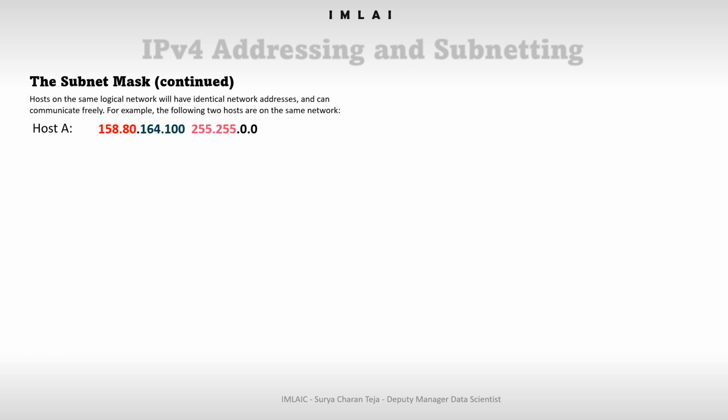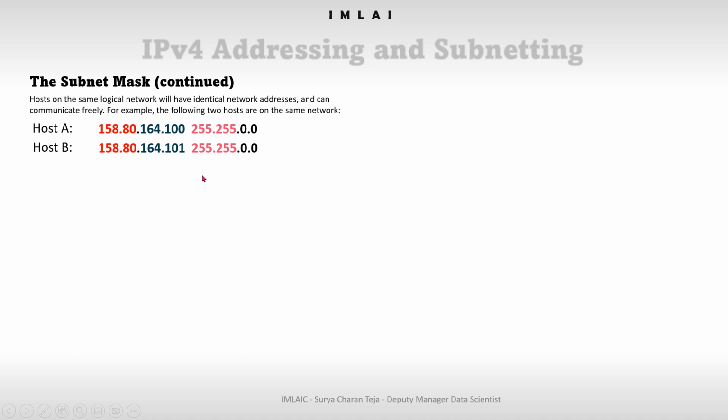Host A is 158.80, these are the first two octets, and then 164.100. The subnet mask that we have used is 255.255.0.0. This means the first two octets identify the network, and the second two octets identify the host. Host B consists of 158.80 again with the same subnet mask. That means the first two are network and the second two are host. So they are in the same network.